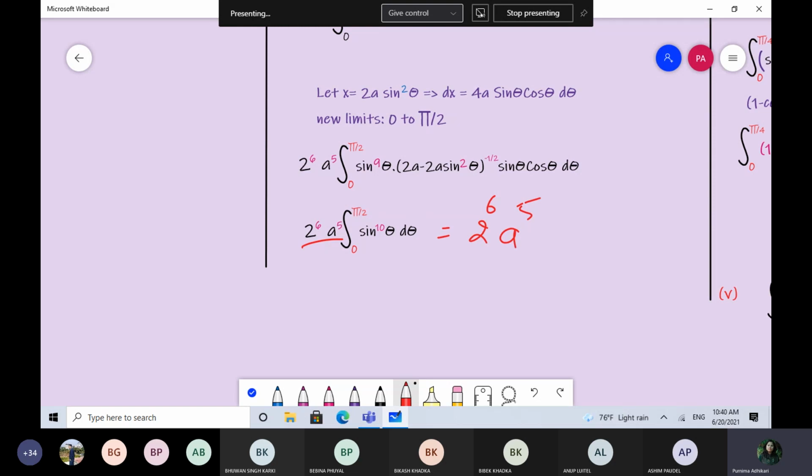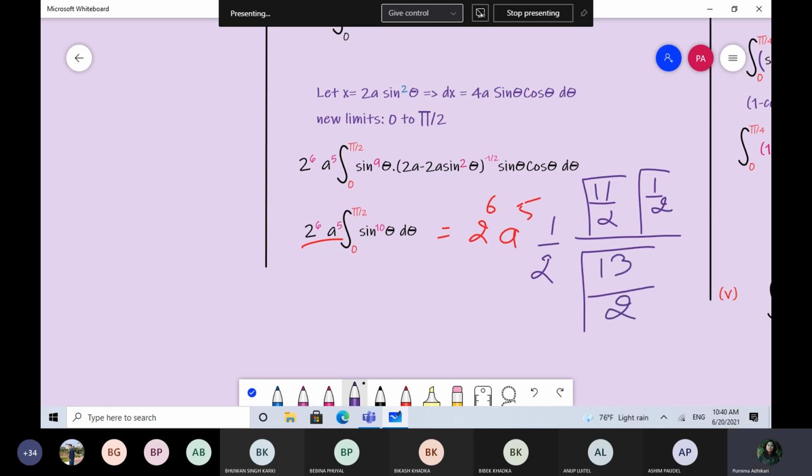1 by 2. Yes, 1 by 2. Gamma 11 by 2. Very good. That's what I was asking. And gamma 1 by 2. Very good. Whole divided by 11 plus 0 plus 2 by 2. That 13 is by 2. Yes. 13 by 2. Very good.